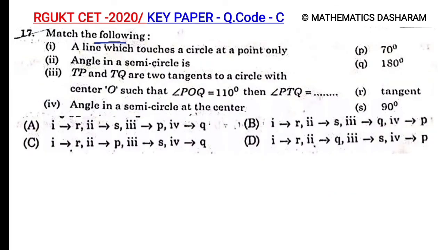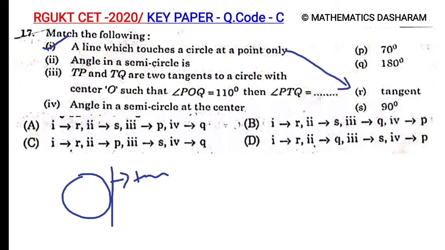17th question, match the following. So first one is a line which touches a circle at a point only. A line which touches a circle at a point only is called a tangent. So first one, option R. Next, angle in a semicircle. So angle in a semicircle is always 90 degrees. So second one is option S.